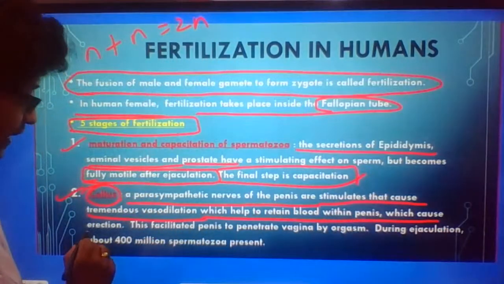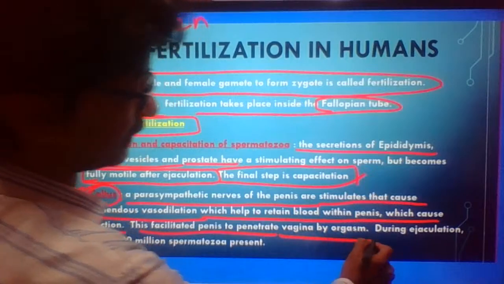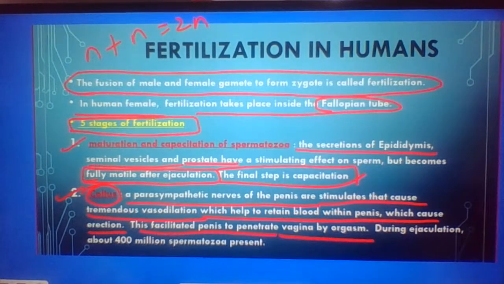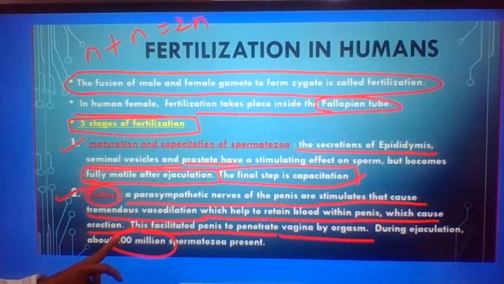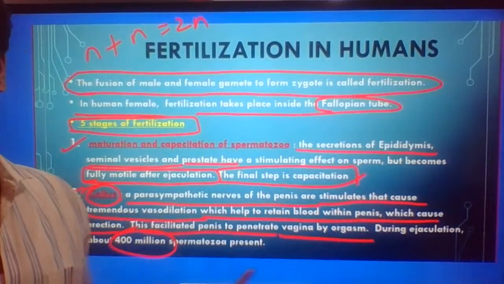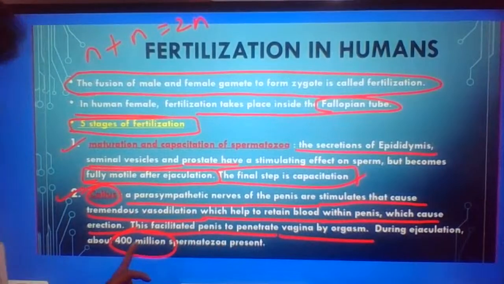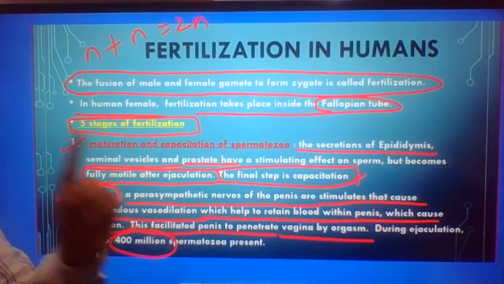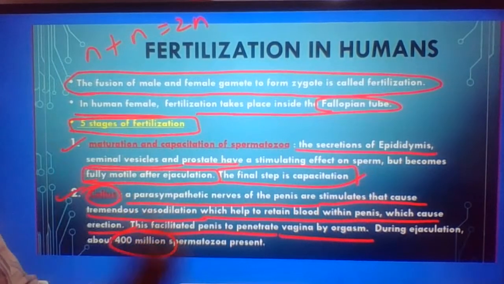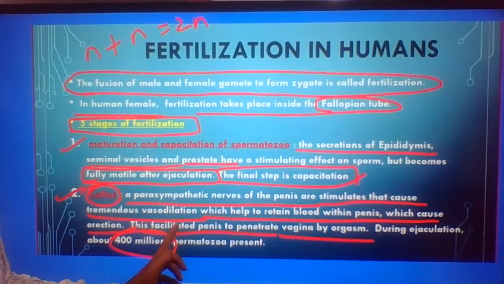Then what happens is that the erection facilitates the penis to penetrate the vagina, leading to orgasm. A strong sexual desire is obtained between both male and female during ejaculation. In one ejaculation, you could see about 400 million spermatozoa getting produced. Of these 400 million spermatozoa, only one is going to succeed. So out of one particular ejaculation, out of 400 million spermatozoa, how many succeed matters a lot in this case.